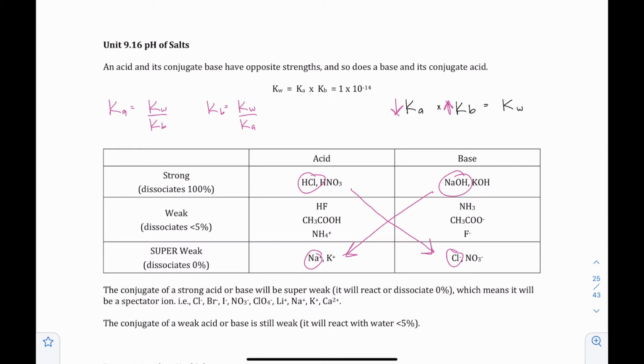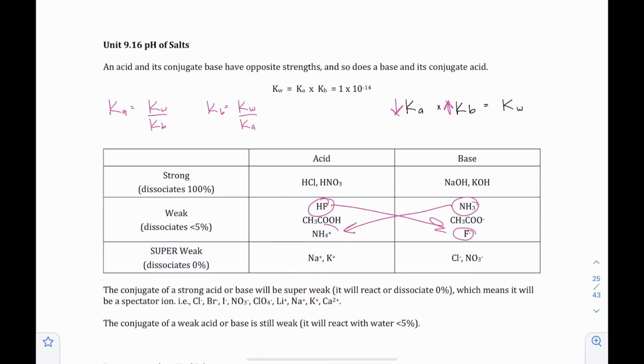I listed a few examples of super weak spectator ions that include chlorine, bromine, iodine, chlorate, lithium, sodium, potassium, and calcium. Now let's look at weak acids and bases. If we have a weak acid, its conjugate base is still weak. And if we have a weak base, its conjugate acid is still weak. So the conjugates of weak acids and bases are still weak.